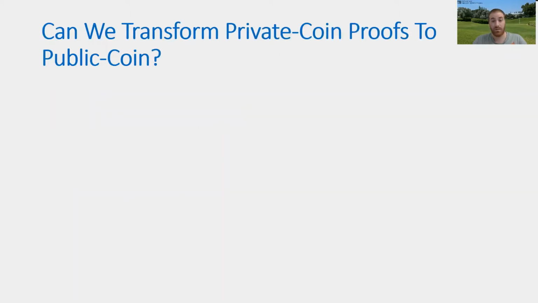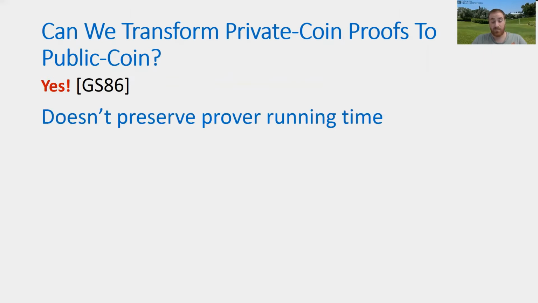So since public coin proofs are very nice, we'd like to transform any private coin proof into a public coin one. And we can do this. This was shown in the 80s by Goldwasser and Sipser. But unfortunately, this doesn't preserve the prover's running time, which is bad for doubly efficient interactive proofs where the honest prover needs to run in polynomial time.